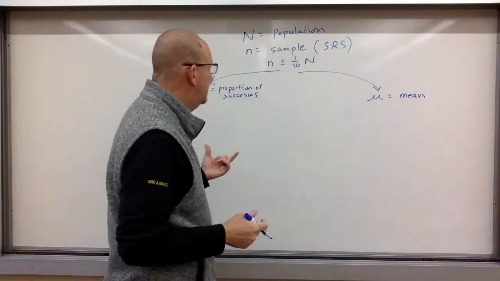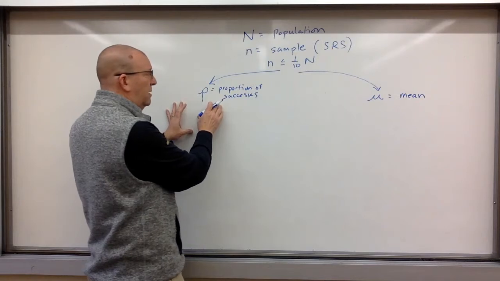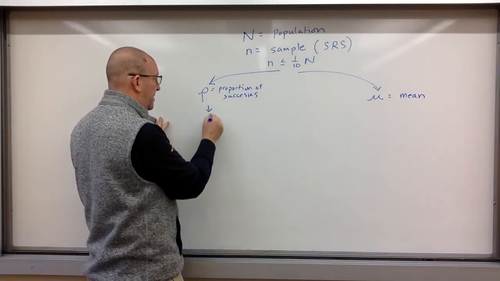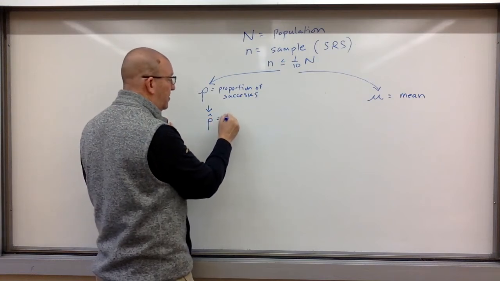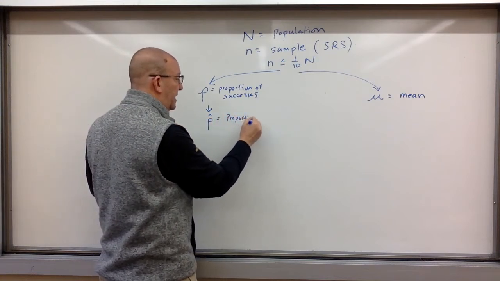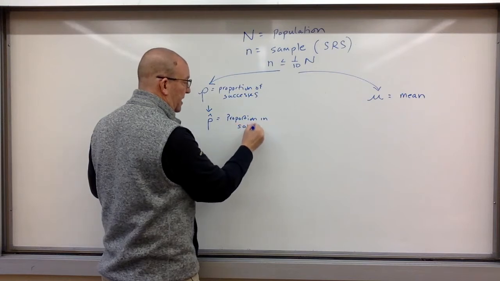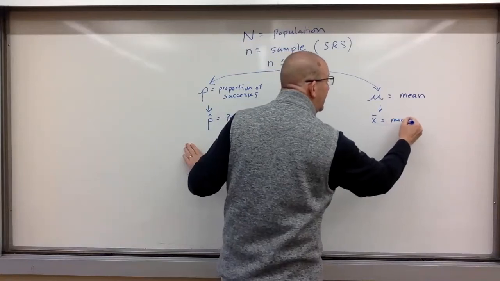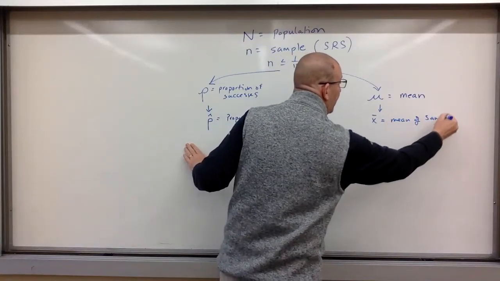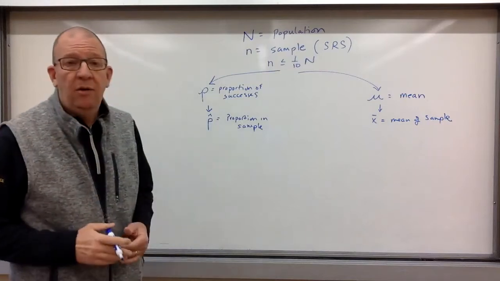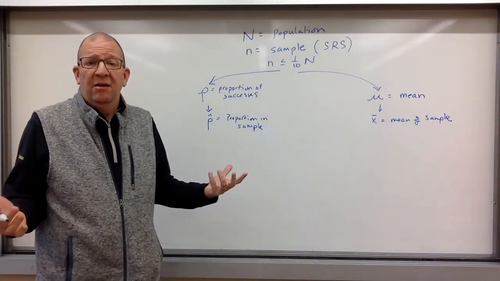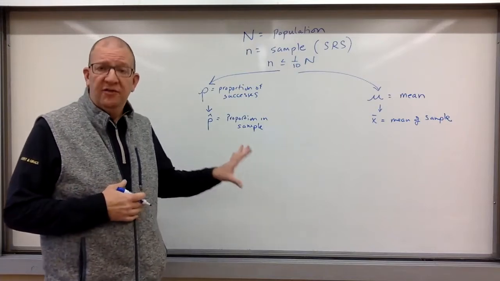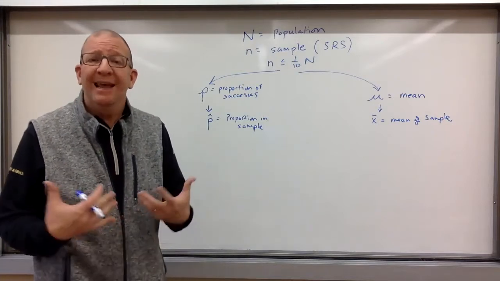Okay, so we estimate P with P hat. P hat, this is the proportion in the sample. And again, we estimate mu with X bar. This is the mean of the sample. Now, what else can we calculate? Well, we can calculate a standard deviation for the sampling distribution.